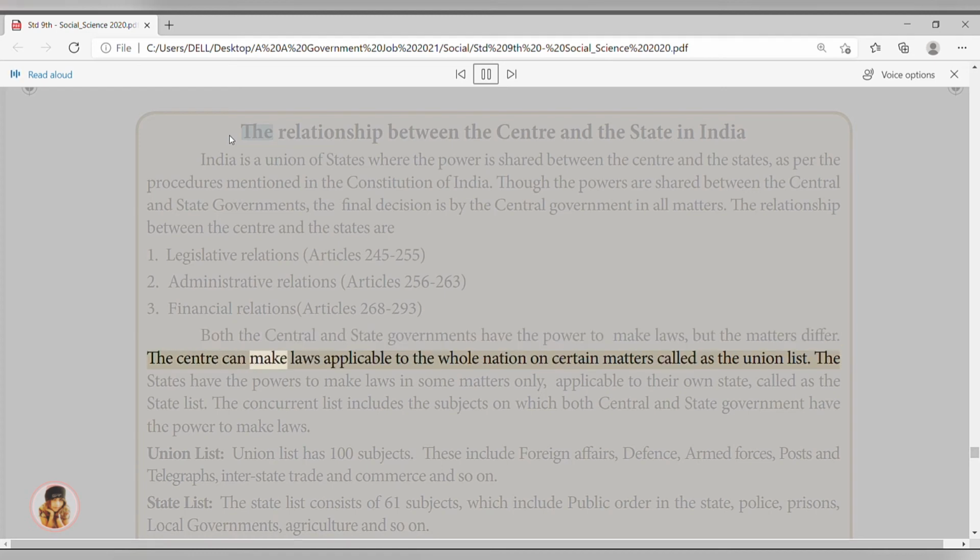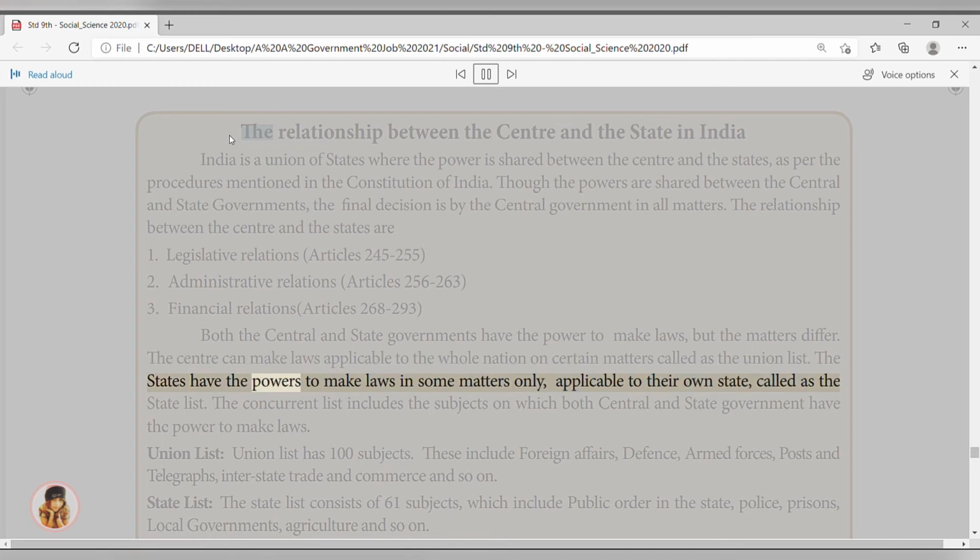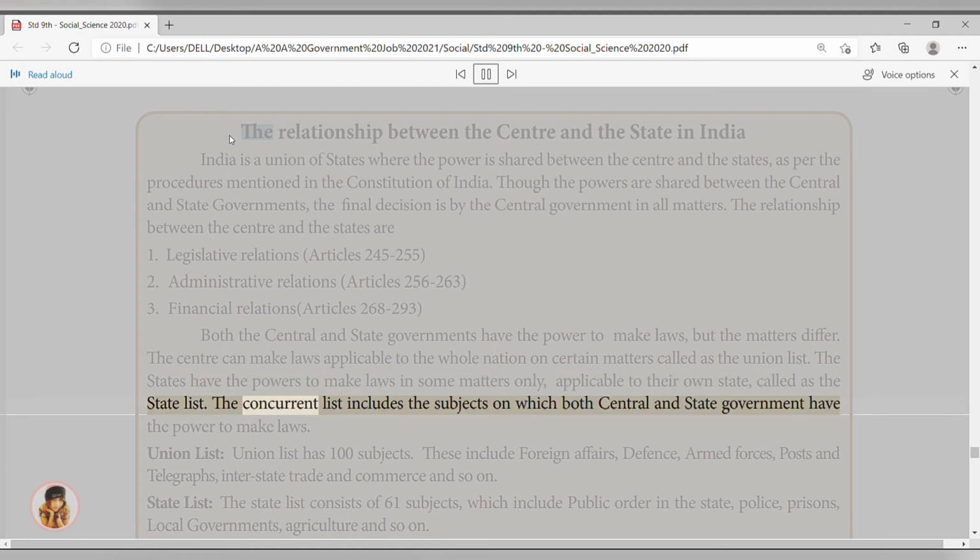The center can make laws applicable to the whole nation on certain matters called as the Union List. The states have the powers to make laws in some matters only applicable to their own state, called as the State List. The Concurrent List includes the subjects on which both central and state government have the power to make laws.